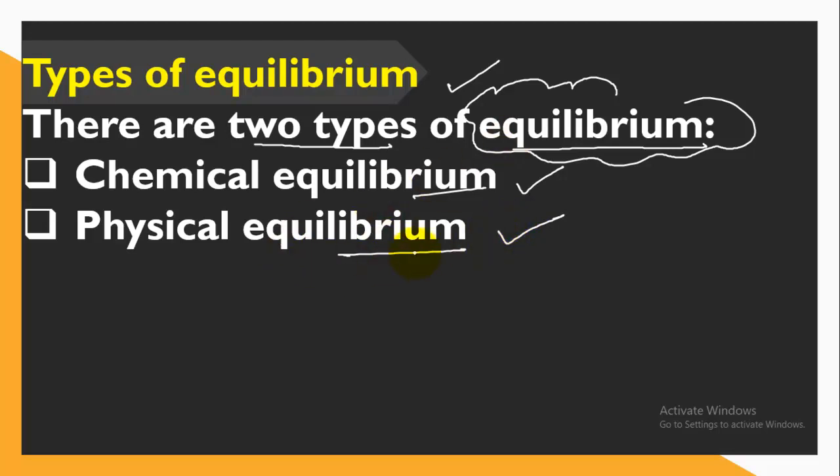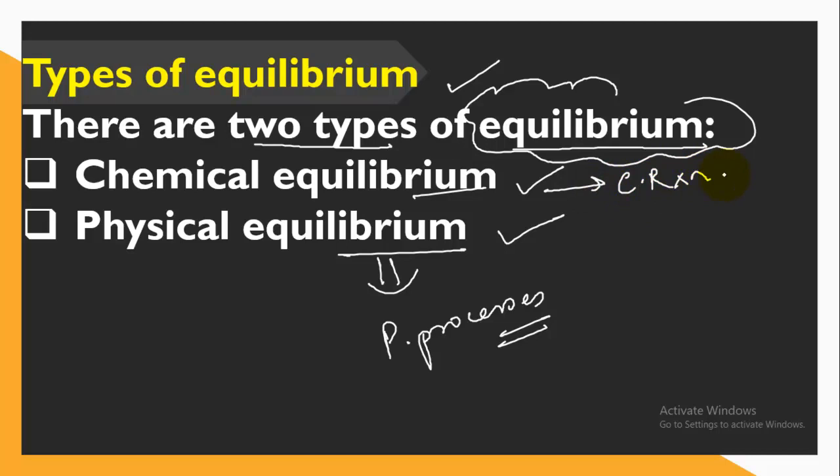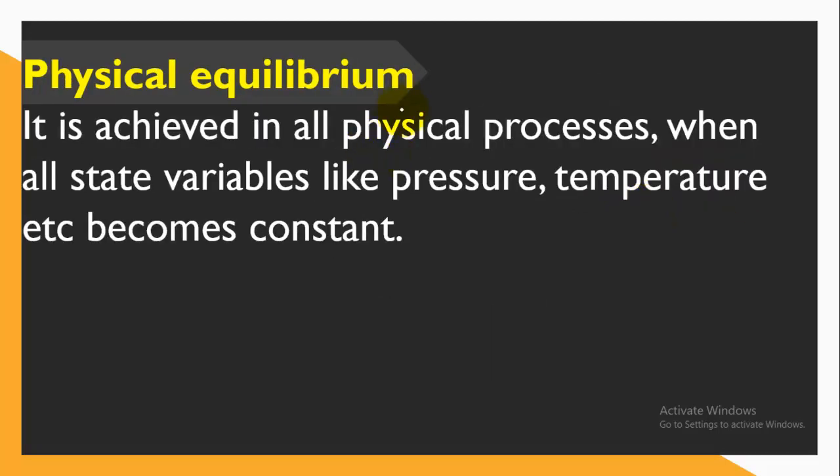So under physical equilibrium, we'll consider all physical processes like the conversion of states, and in chemical equilibrium, we'll consider all reversible reactions. So let's study. First we are going to do the physical equilibrium. So let's study about it.